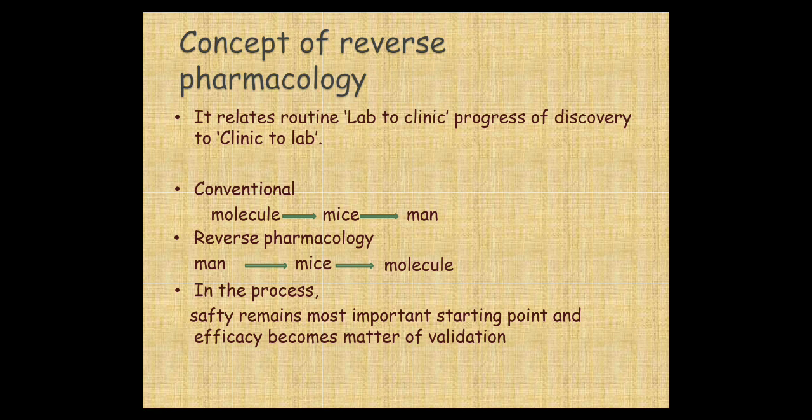Okay, conventionally, first of all, we'll invent a molecule, right? After that, that molecule will be studied on mice, rats, and other animals, right? After that, it will go on trial on man, right? But in reverse pharmacology, it gets reversed. Okay, so first of all, we'll trial on man, and next mice and molecule, then we'll determine the molecule. Okay, in the process, safety remains the most important starting point, and efficacy becomes a matter of validation only. Validation means what? To get validated only.